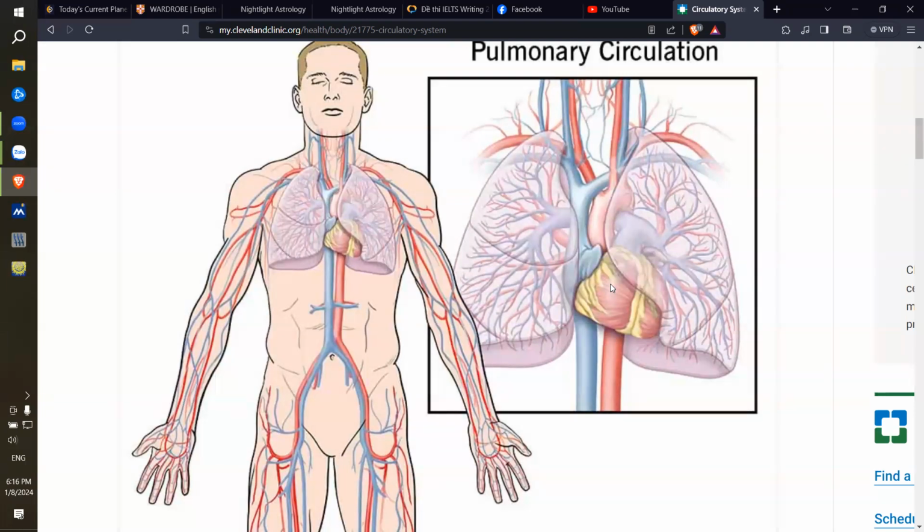Next, we talk about the structure of the heart. So the heart is divided into 4 chambers: the left and right atrium and the left and right ventricle. The atria are the upper chambers, and the ventricles are the lower chambers. What else then?